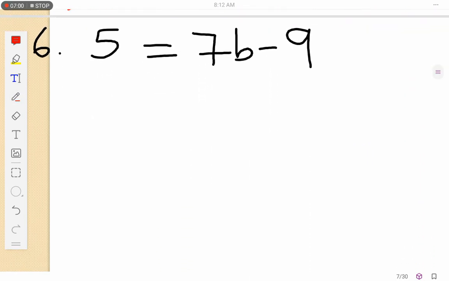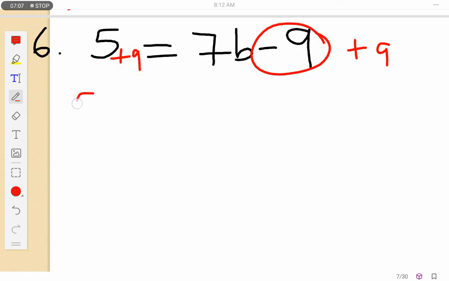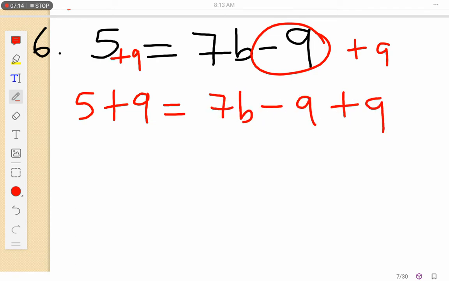This time around, we are looking for b. Here we have minus 9, so I can say plus 9 this side. So I'll have 5 plus 9 is equal to 7b minus 9 plus 9. Minus 9 plus 9, we get a 0, so I'll remain with 7b this side. Plus 5 plus 9, we get 14 there.